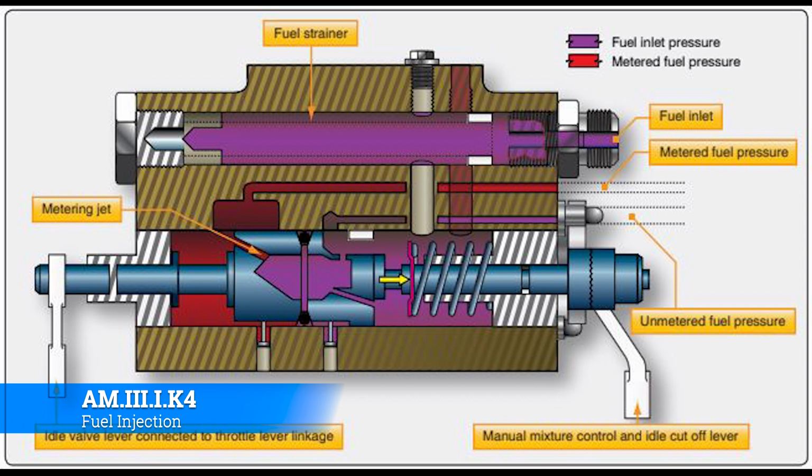The manual mixture control valve produces a full rich condition when the lever is against the stop, and progressively a leaner mixture as the lever is moved toward the idle cutoff. Both the idle speed and the idle mixture may be adjusted externally to meet individual engine requirements.